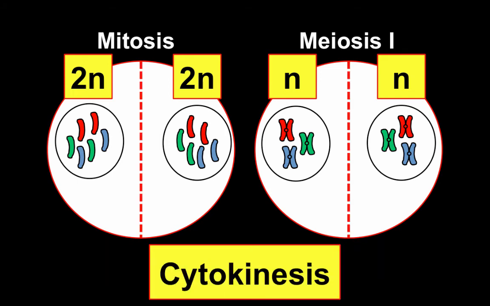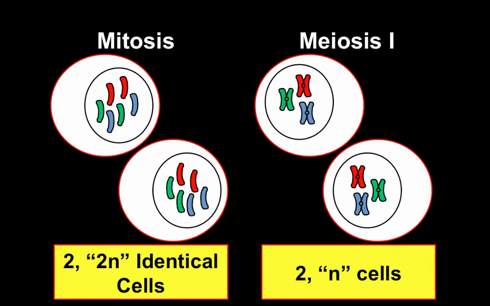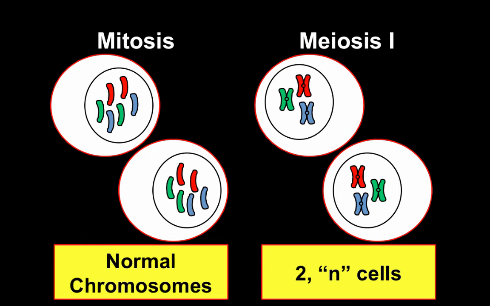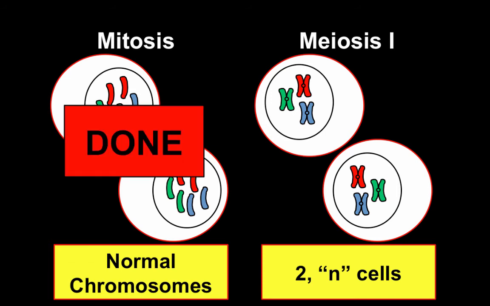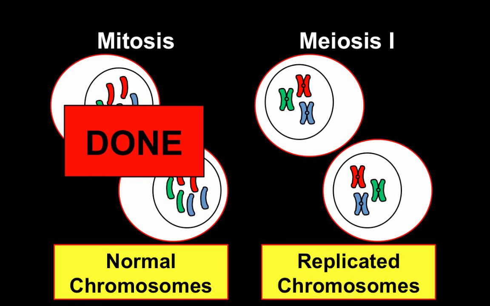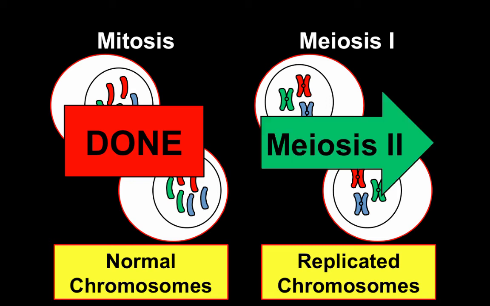Then the cell is going to divide in cytokinesis. In mitosis, I've got 2 identical cells, which are both 2N. They have normal chromosomes, and so that process is done. All right, I take 1 cell, make 2 cells, and that's it. Meiosis, I have 2 cells that are N. They only have 3 chromosomes now. Unfortunately, though, they have replicated chromosomes, and we can't have that. So that's why we have to go through meiosis 2.